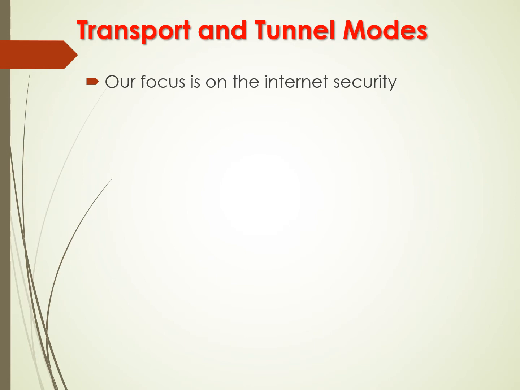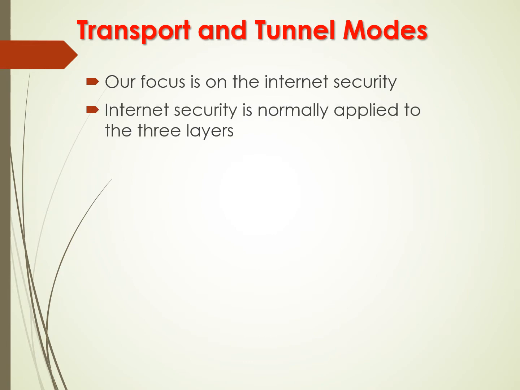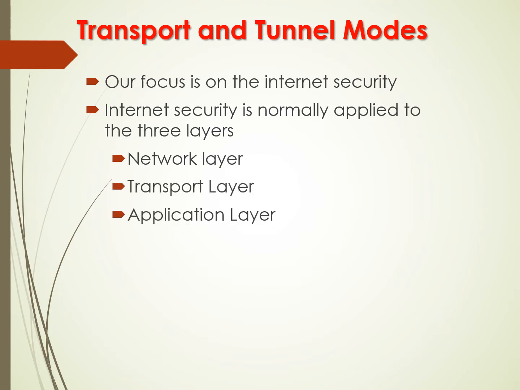Our main focus is on internet security. When data is floating, or we are transmitting over the internet, security for the data is very important. That is our main focus. Internet security is normally applied to 3 layers. Among the 7 layers of the OSI model, we can add security only for 3 layers. They are the network layer, the transport layer, and the application layer.